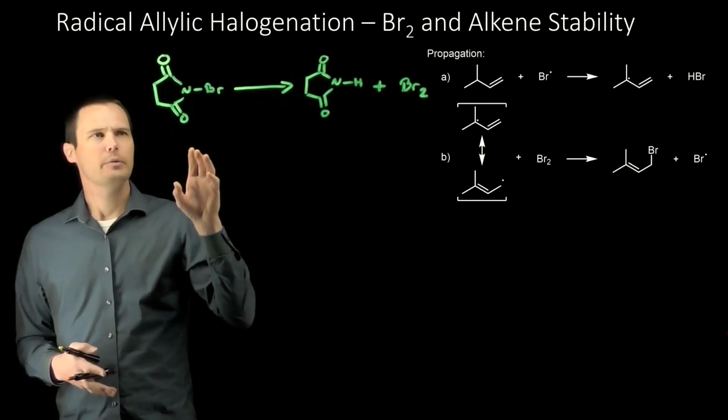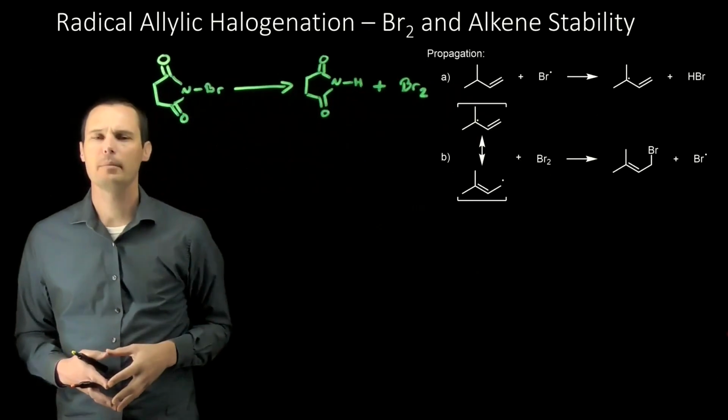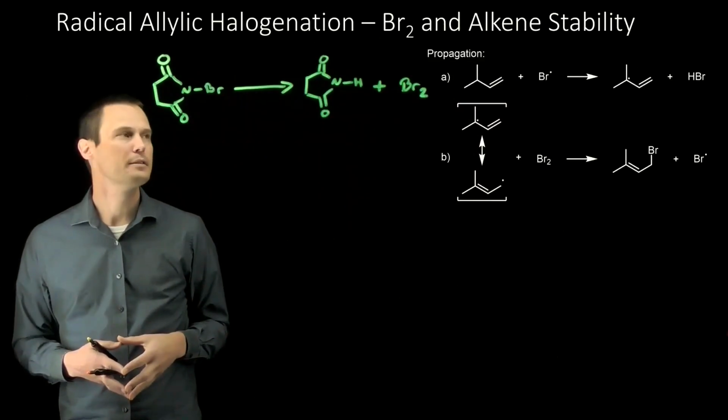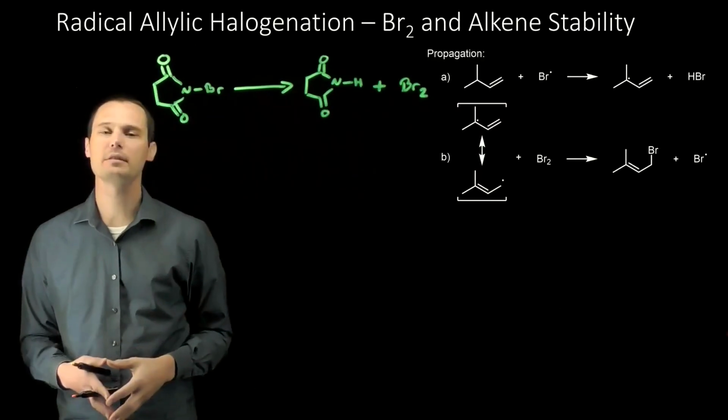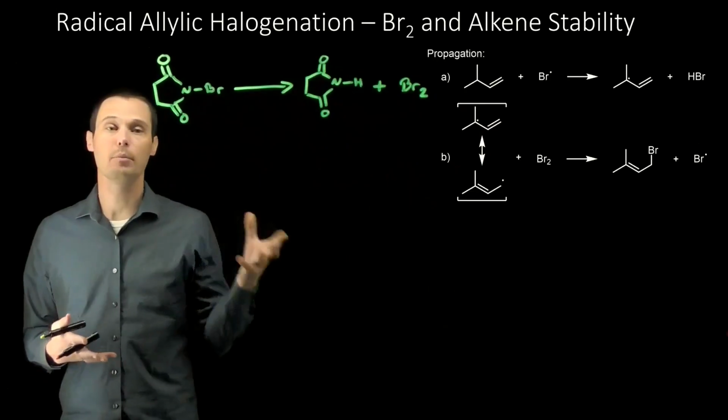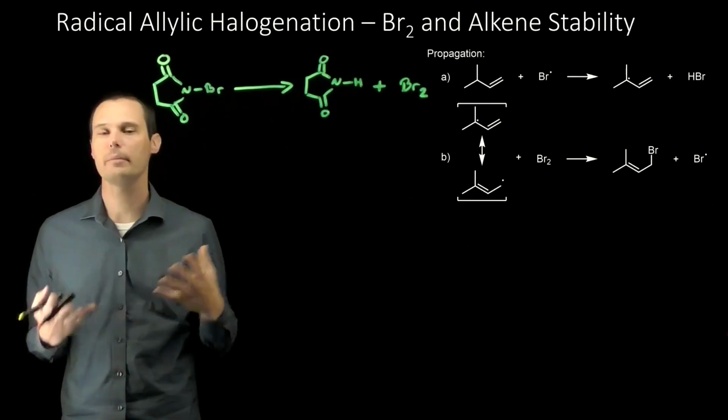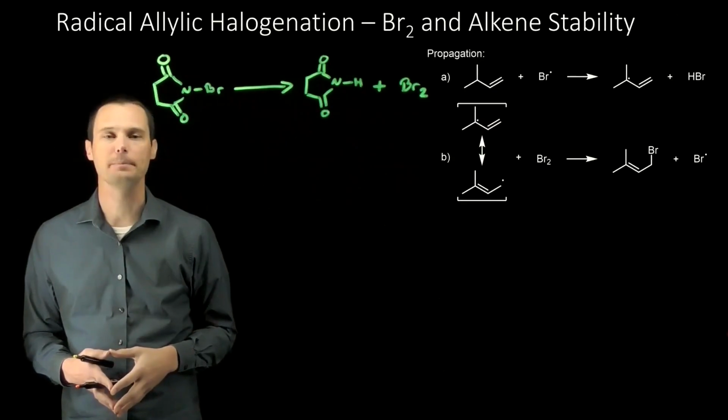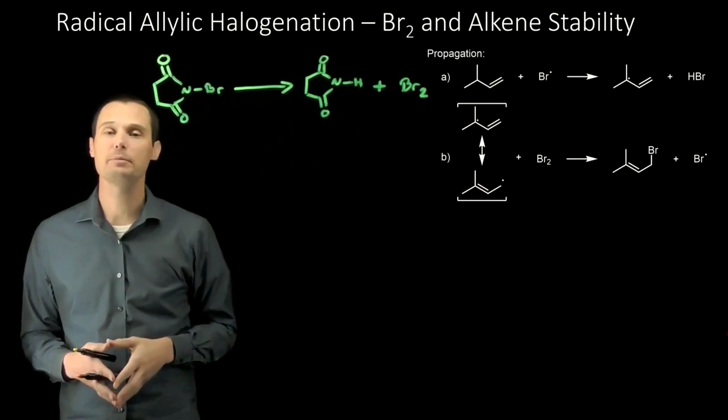Part of that answer I've already got up here on the board. The Br₂ comes from NBS. I'll explain how in a little bit. We're going to use the propagation sequence for this mechanism to explain both of these questions, where Br₂ comes from and why we get the regioselectivity that we do. In the first propagation step, we form HBr as a byproduct.